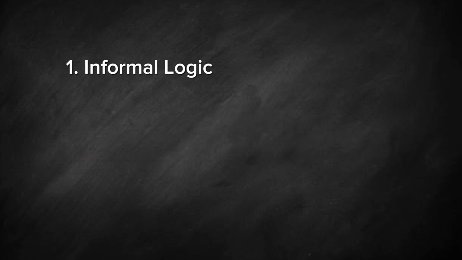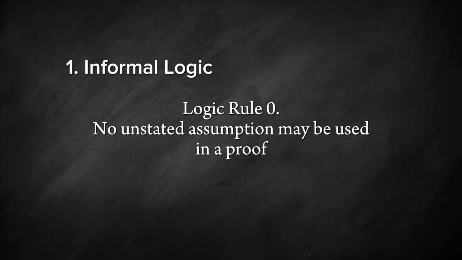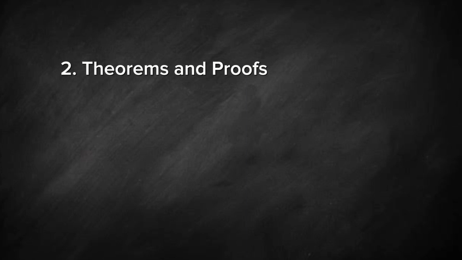In informal logic, logic rule 0 says that no unstated assumption may be used in a proof. The rule says that if the argument's reasoning is clear or obvious for the audience without the flow of proof, it cannot be used in proving. So here are the theorems and proofs that are used in proving statements.